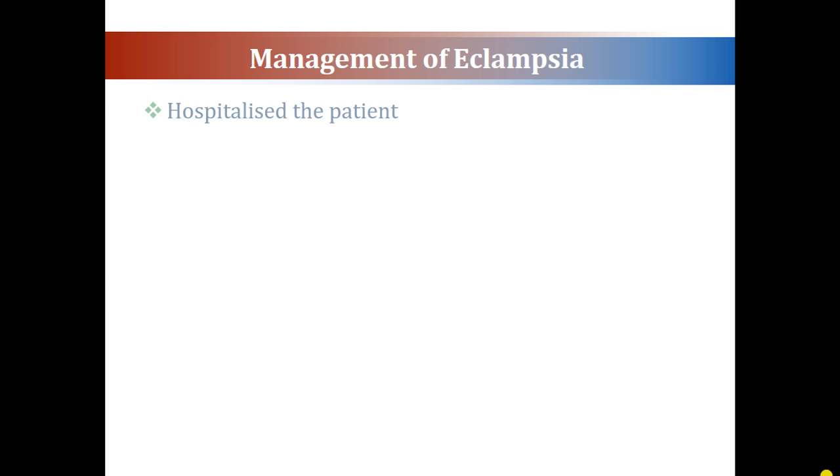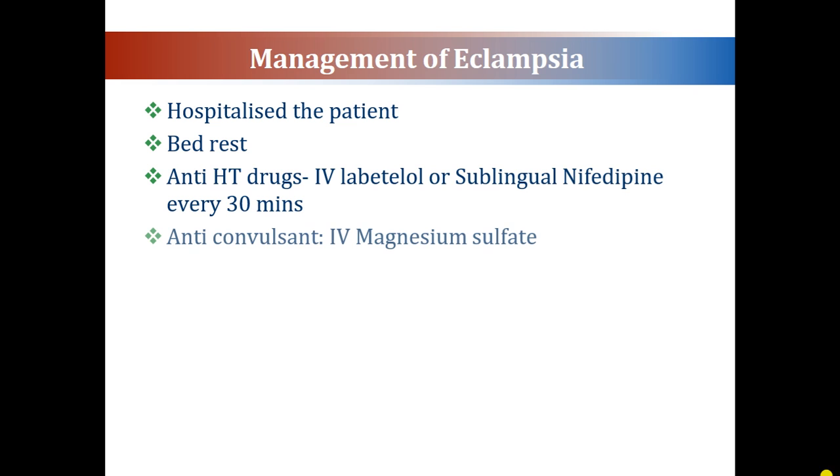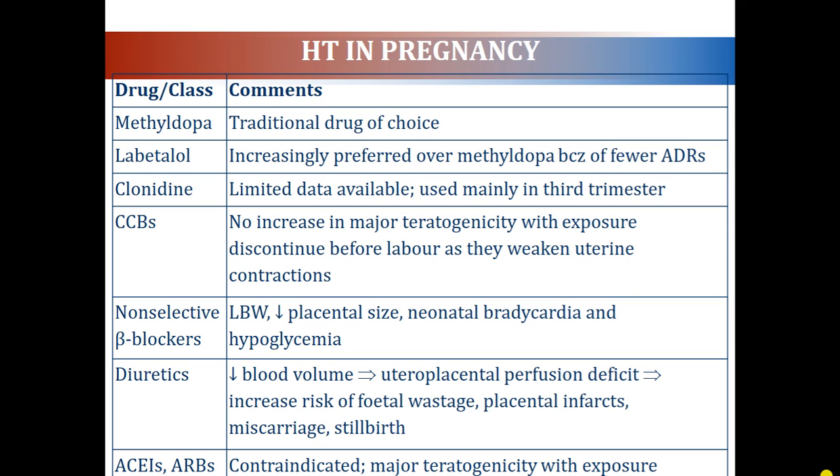How to manage eclampsia? First, you hospitalize the patient, bed rest. Antihypertensive drugs are given like IV labetalol or sublingual nifedipine every 30 minutes. Anticonvulsant given is IV magnesium sulfate. If needed, termination of the pregnancy is the only chance to save the mother and fetus.